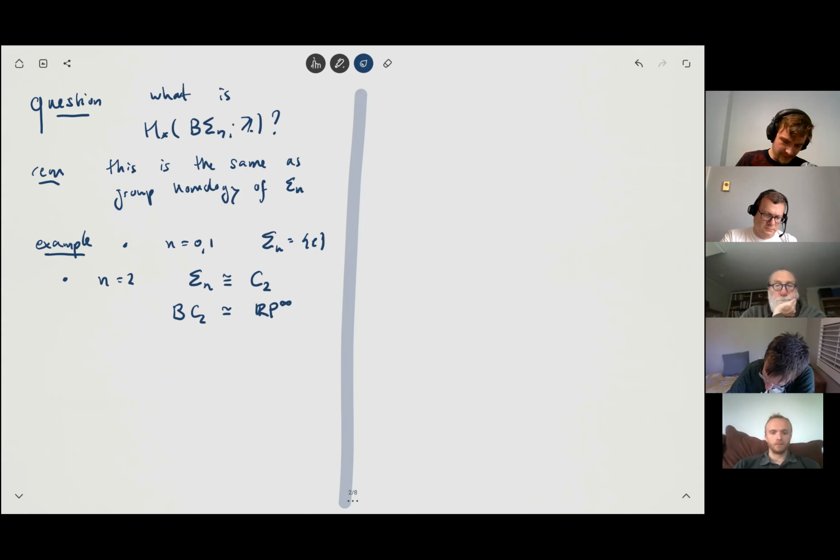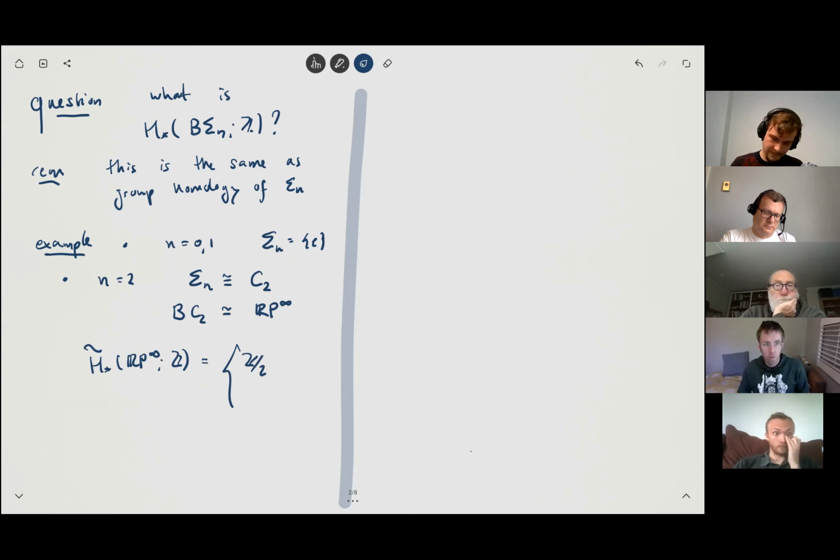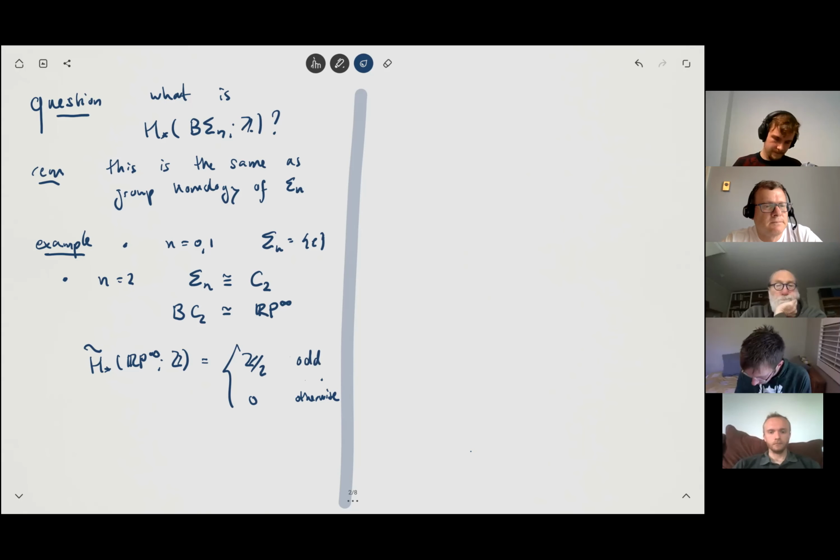So you probably know how to compute the homology of RP infinity with integral coefficients. Let me just give the reduced homology. So I'm removing the Z in degree 0. This is Z mod 2 for star odd, and it's 0 otherwise. Okay, so that's pretty easy.